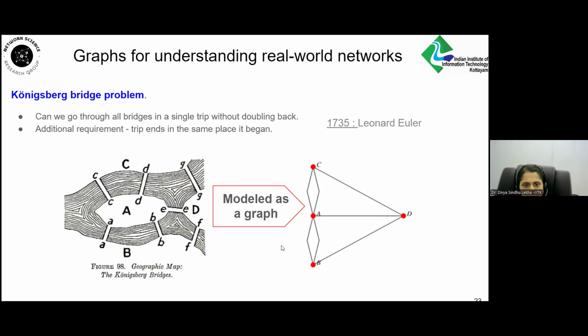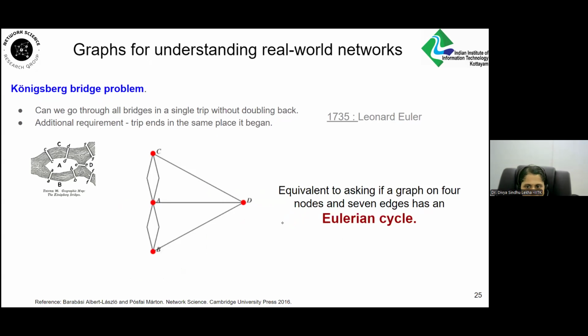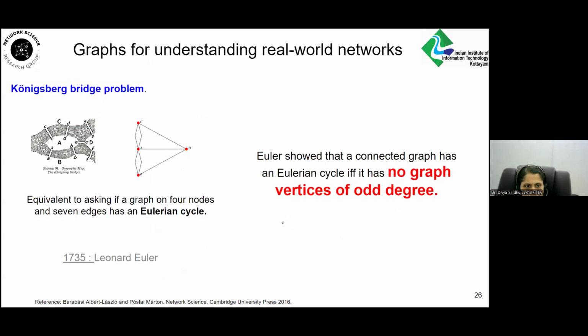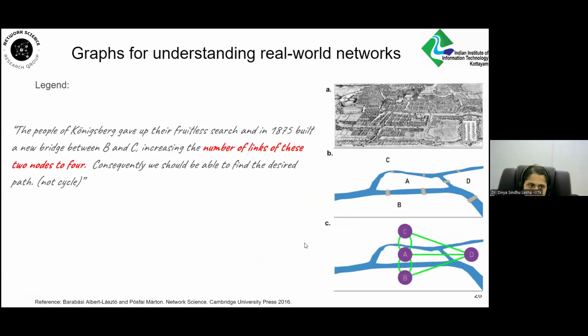Basically this is modeled as a graph, and in this case it is equivalent to asking whether this graph on 4 nodes and 7 edges has an Eulerian cycle or not. This gave a negative answer. In fact, in this graph the answer is negative because there are vertices of odd degree, so you could not find an Eulerian cycle here. This is the same problem which we have modeled as a graph, and then Euler gave a mathematical proof that such a cycle does not exist.